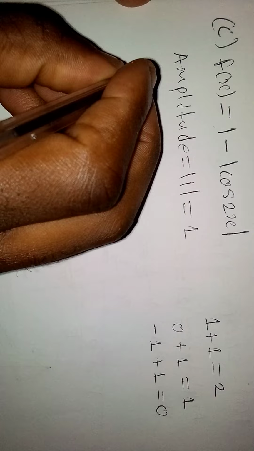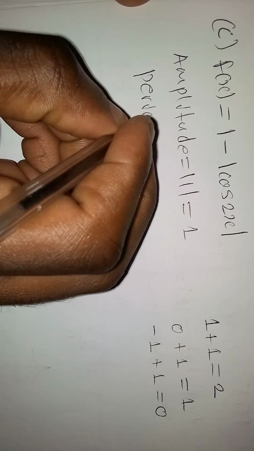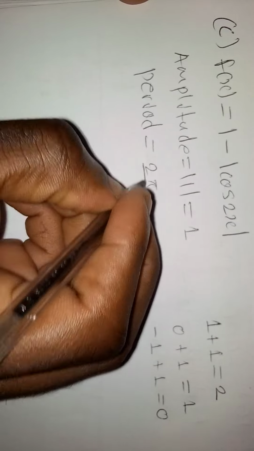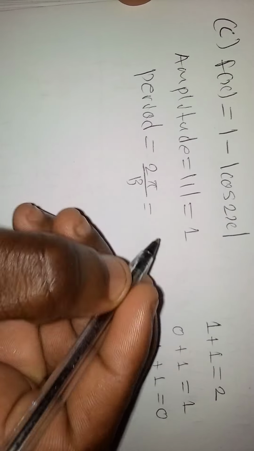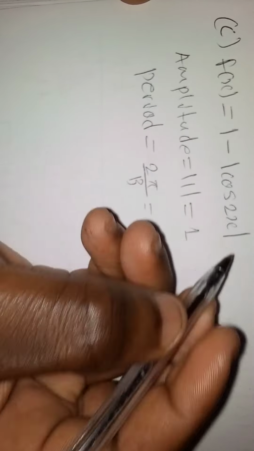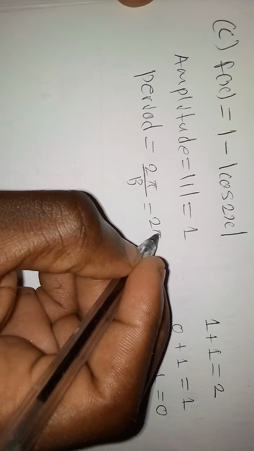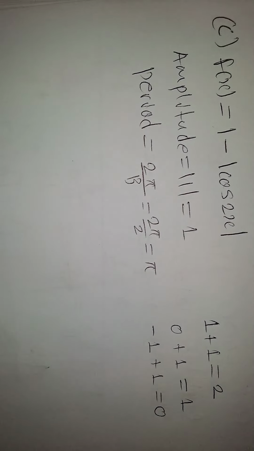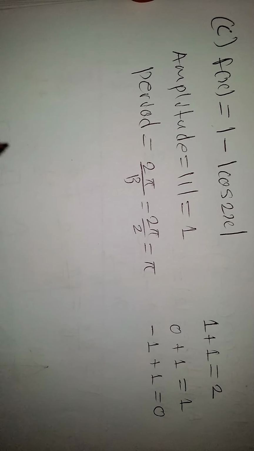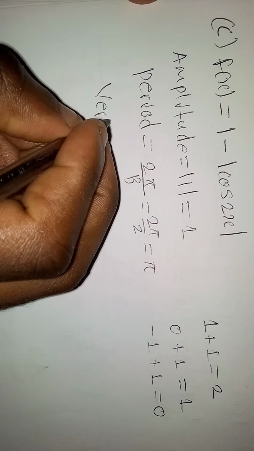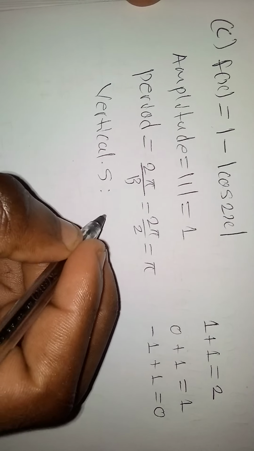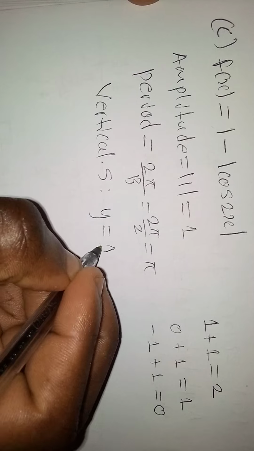Then the period of this function is equal to 2 pi divided by b, and in this case the coefficient of x, which is b here, is 2. So I have 2 pi divided by 2, which is equal to pi. Then the vertical shift, in this case, is y equal to 1.